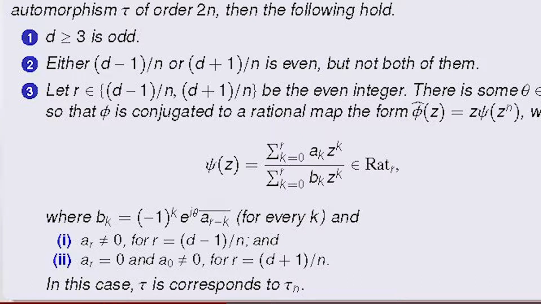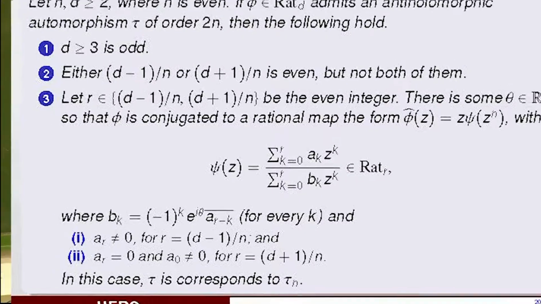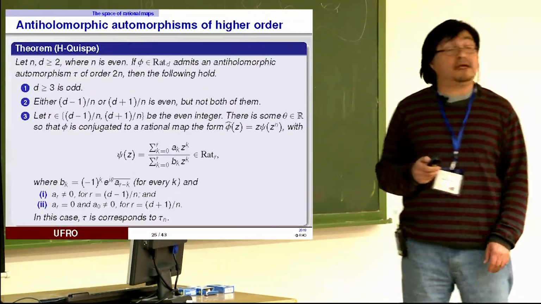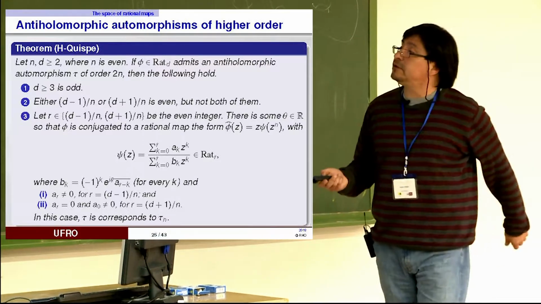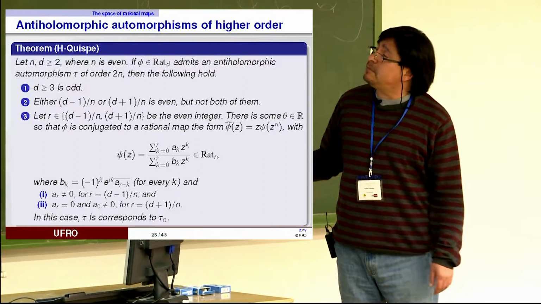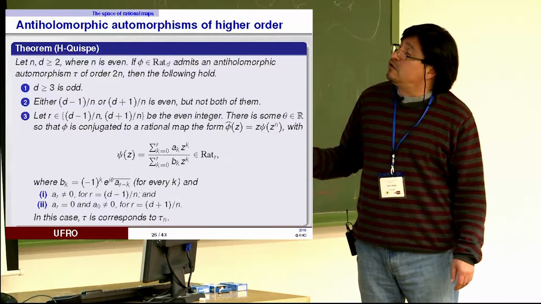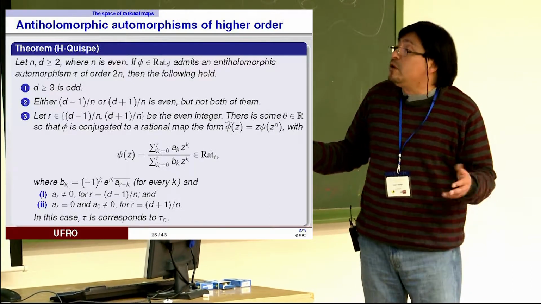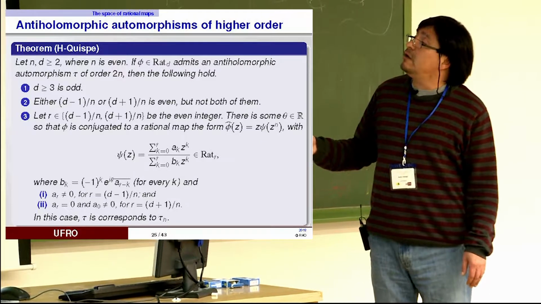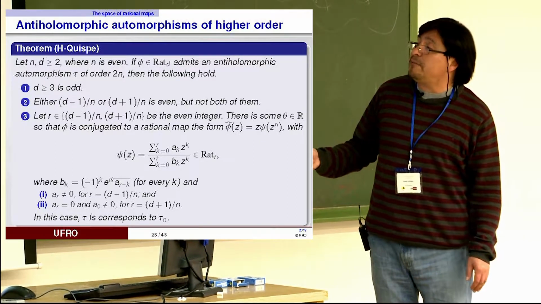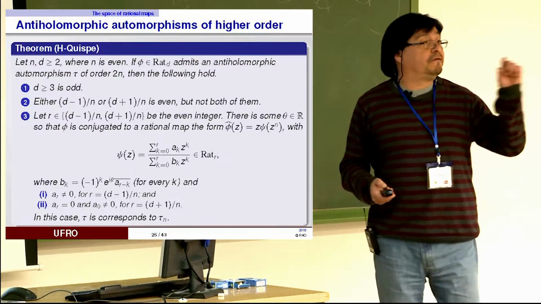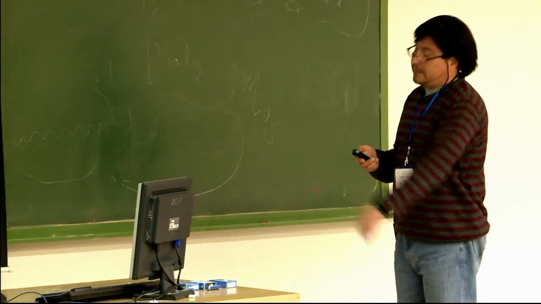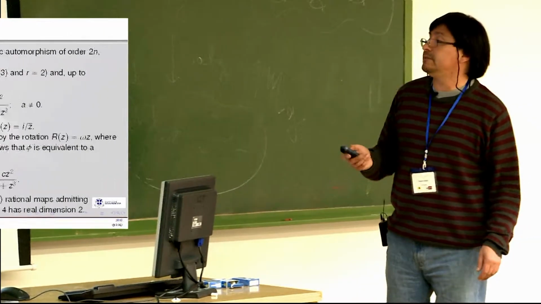And in any of the choices, you take R, the one that corresponds to being even, in the case that it is possible. Then the rational maps admitting this anti-holomorphic automorphism of order 2n must be conjugate to one of these forms, where C is again a rational map whose coefficients you can find just by directly putting down the automorphism. Yeah?